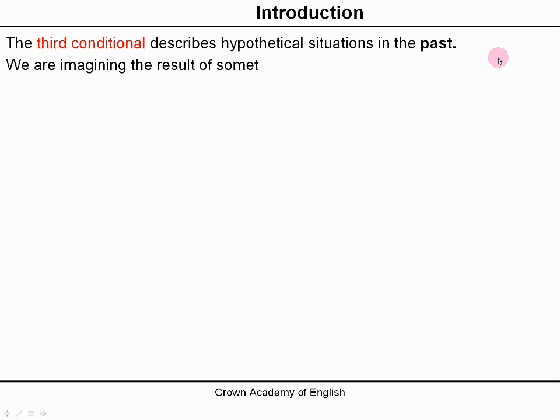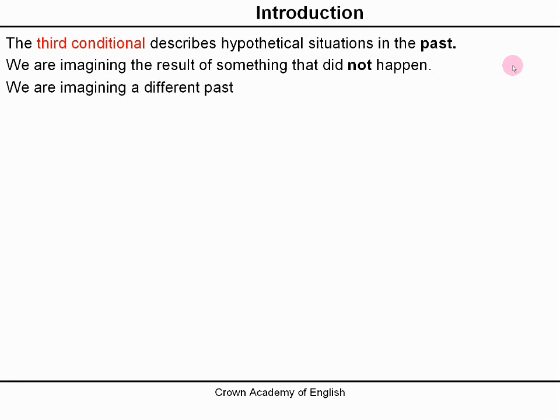We are imagining the result of something that did not happen. Okay, so something in the past that did not happen. And very important, we are imagining a different past. A different past. Let me give you an example.